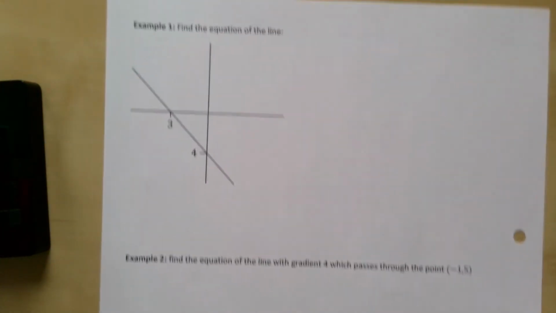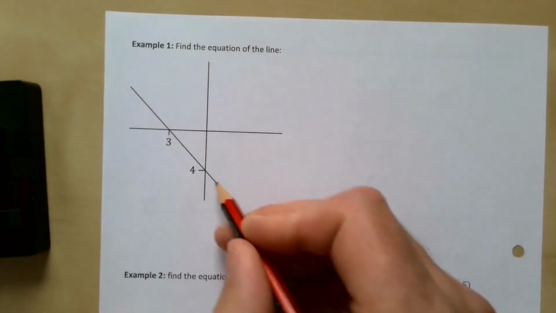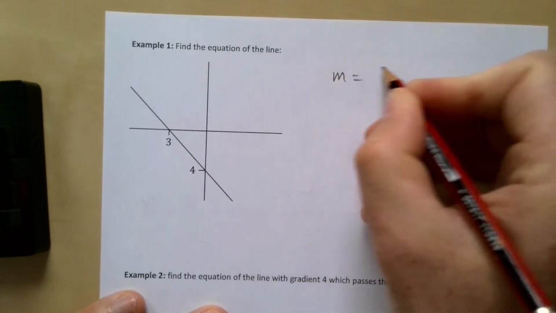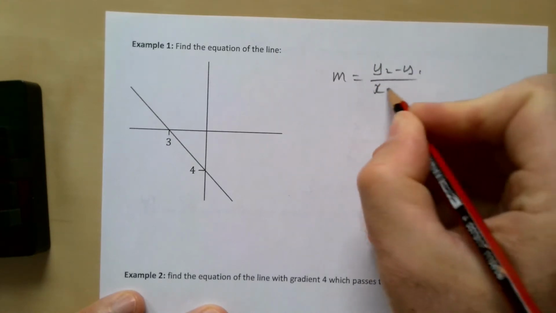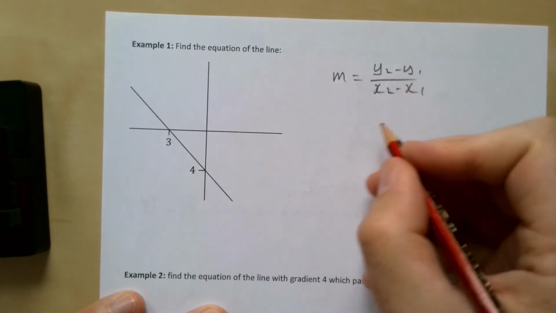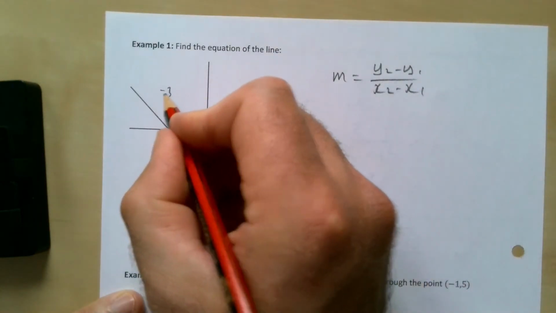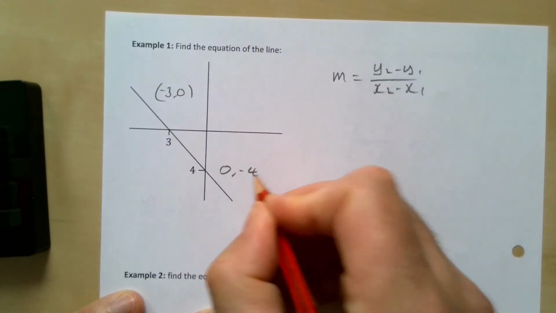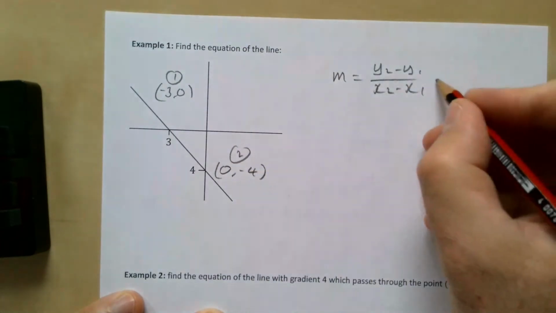So first one, example 1. This is a bit of an odd example, but let's take a look at it anyway. Find the equation of this line. Can we find the gradient? We can, because we know 2 points on the line. So m = (y2 - y1) / (x2 - x1). My two coordinates here are the point (-3, 0) and the point (0, -4). Let's call this one number 1 and this one number 2.